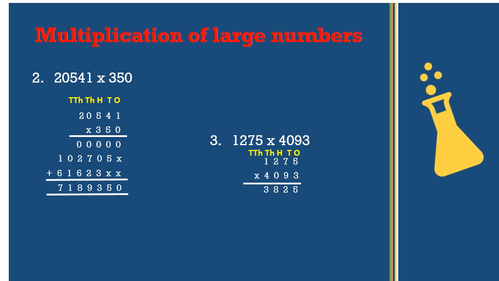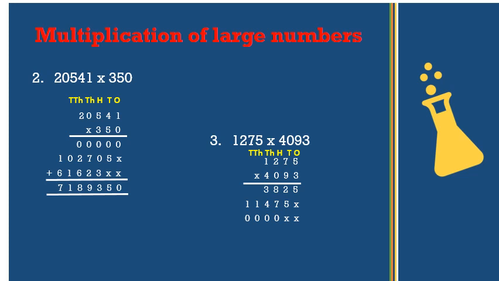Now children, in the next step, we will multiply 1275 by 9 and since 9 is placed at tens place, we will start our multiplication from the tens place and we will put a cross at the ones place and the product is 11475.